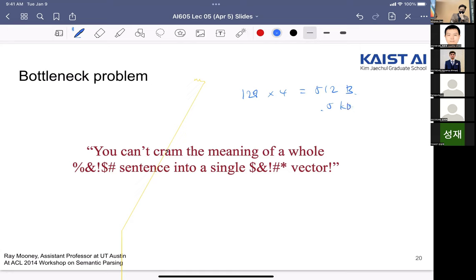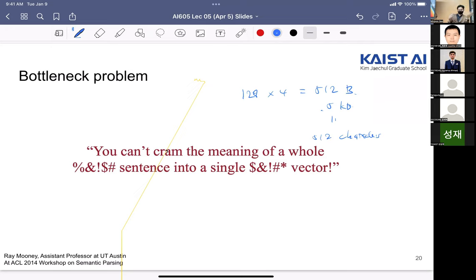And how much space does each character in English take up? 1 byte, right? So this means that this is equivalent to 512 characters without any loss. And of course, they can even do compression sometimes. So probably you can contain more information.